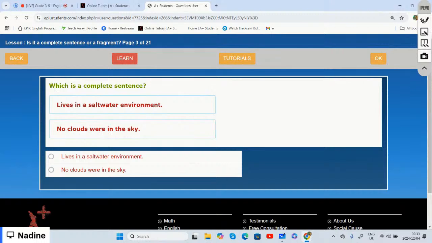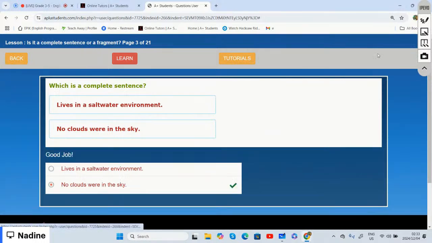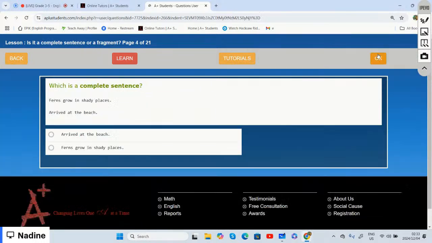And if we were to choose the correct option, and then we're going to choose option two. Yes, because option two has both a subject and a verb.